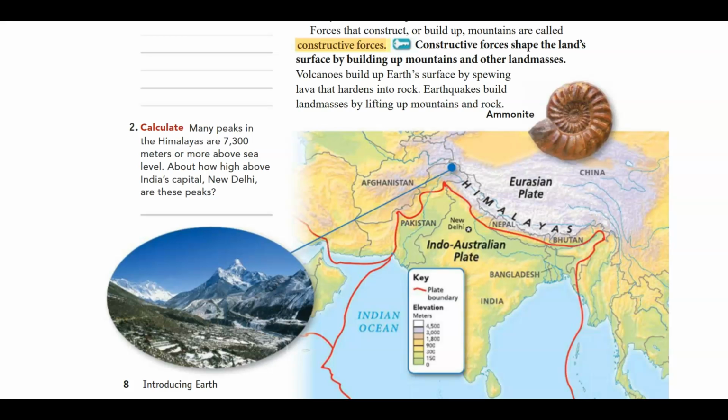So number one, they want to know, why is ammonite fossil found in the Himalayas? Here we have a picture of an ammonite at the top. We also have a picture on the side of what the Himalayas look like. And then we have a map showing the Indo-Australian plate for around India, our Eurasia plate where we have China, combining together where we have the Himalayas.